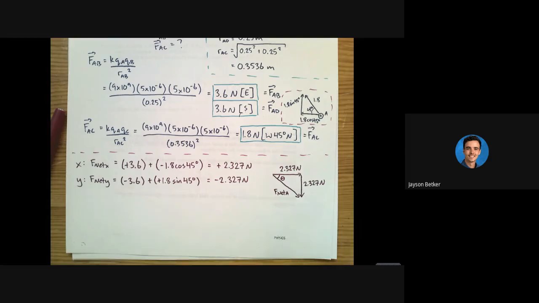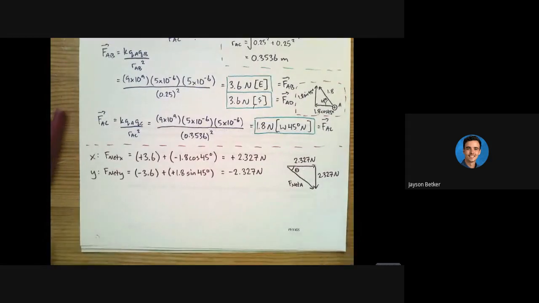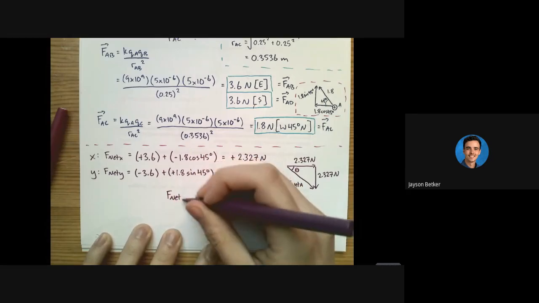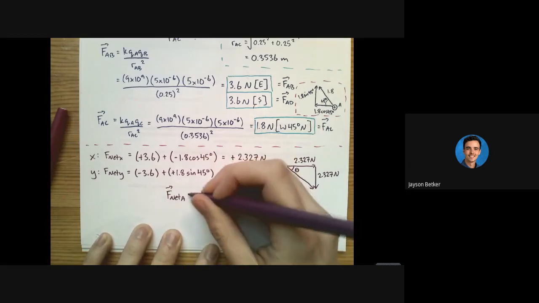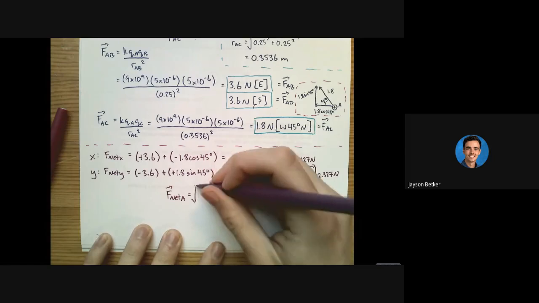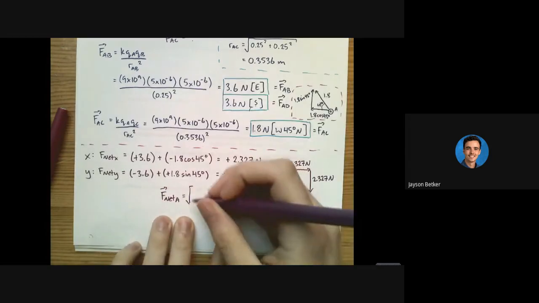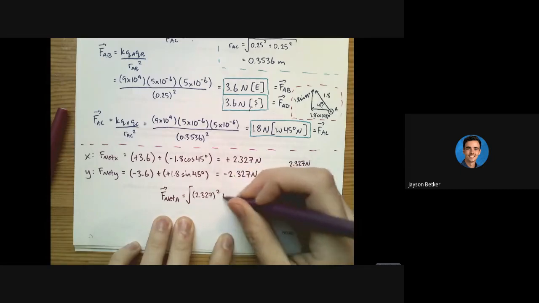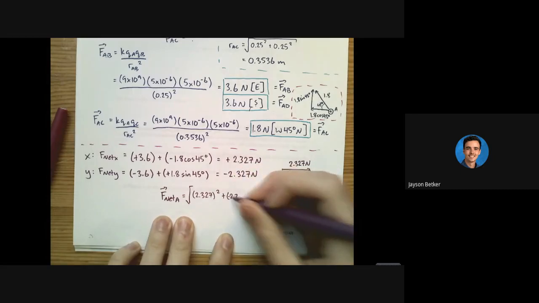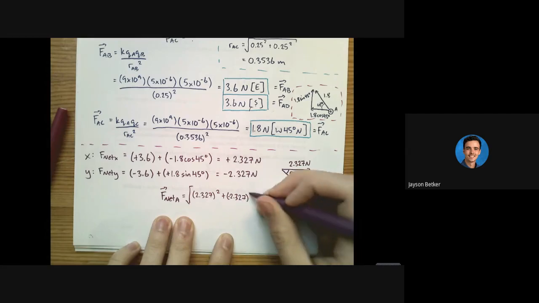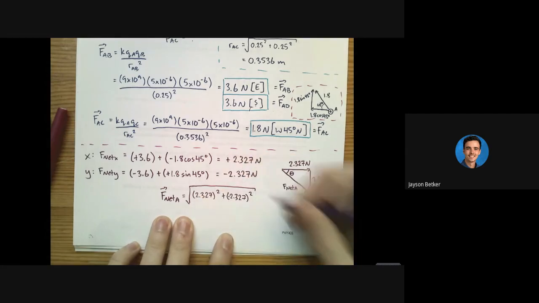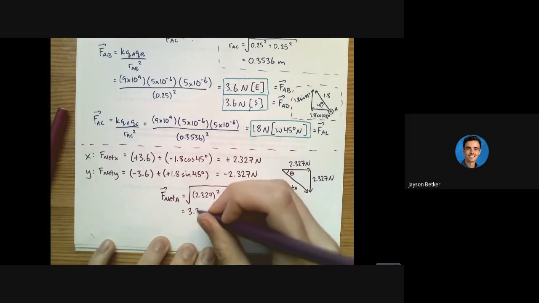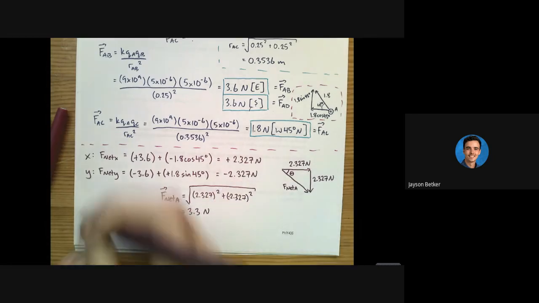Okay, so our absolute final step here is just going to be to find F net A by doing Pythagorean theorem. So we'll do the square root of 2.327 squared plus negative 2.327 squared, but that's just going to get squared, so it doesn't matter. And that's going to give us 3.3 newtons.